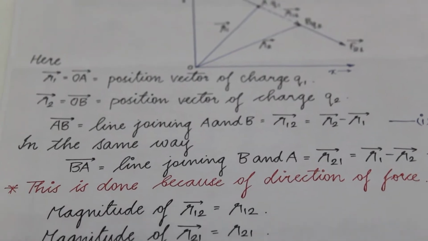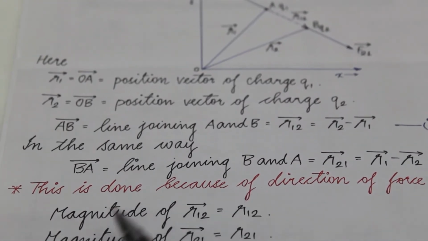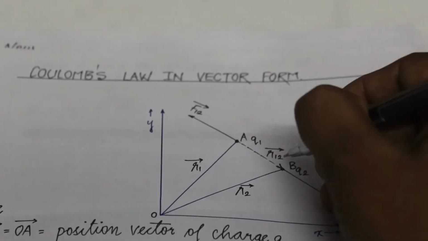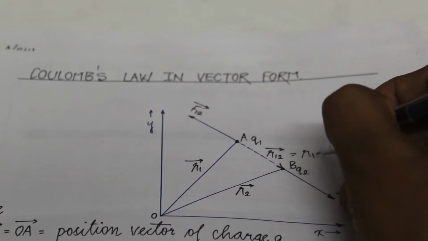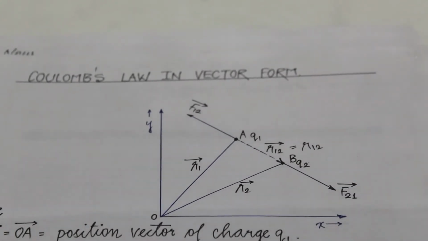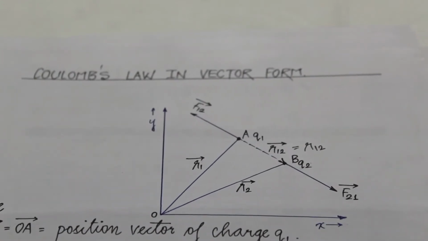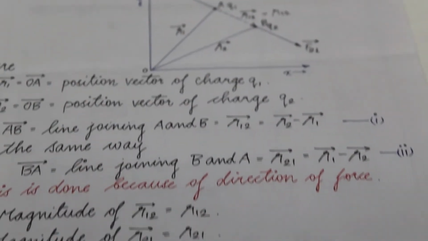Moving on, we assume that the magnitude of R12 is taken to be equal to R12. This is the magnitude of vector R12. Similarly, the magnitude of vector R21 will be R21, as it is written over here.